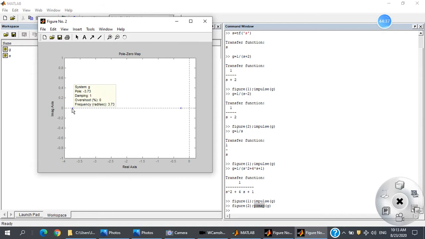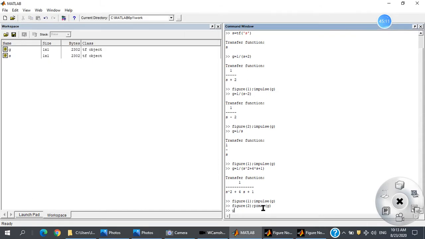Pole. Here we have poles. That means the roots of the denominator, right? When s equals these two numbers, the denominator is zero, right? So this is a pole, and this is another pole. People like to use a cross, or an X here, to represent a pole. And if we have a zero, there will be circles.